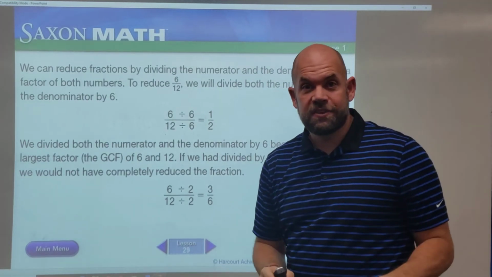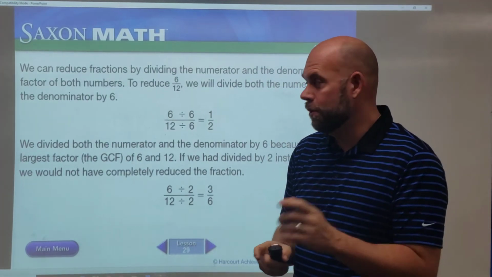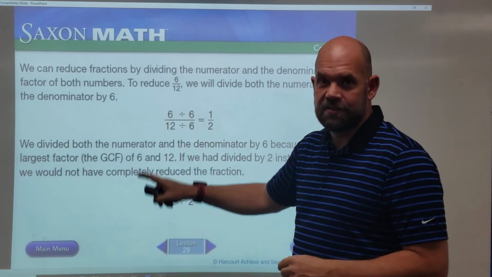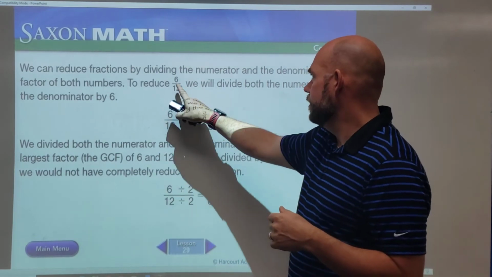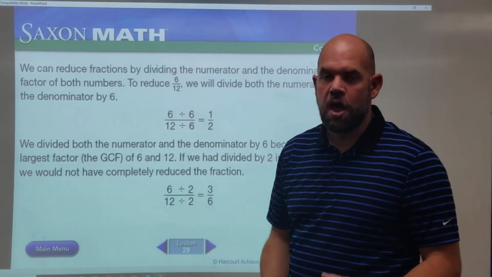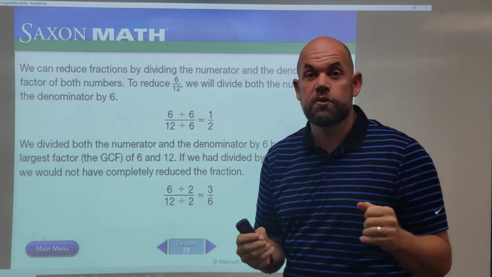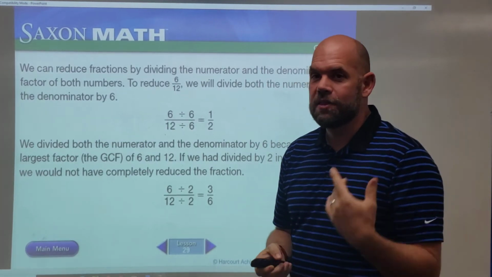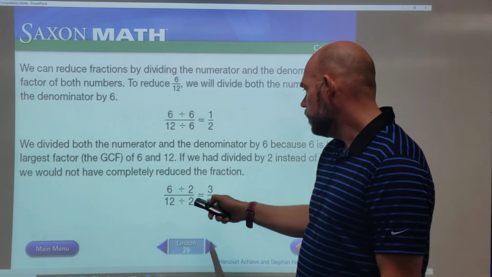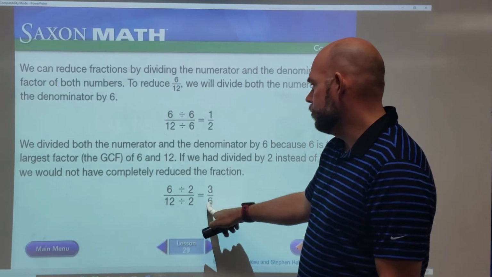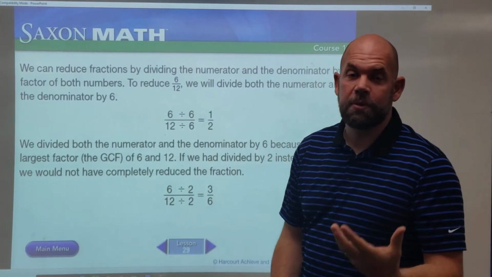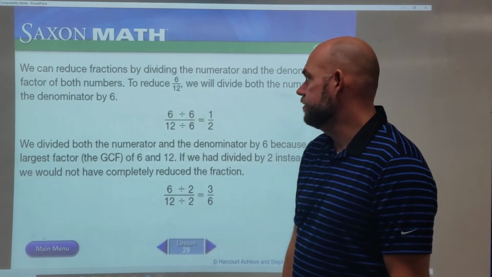The way that you save steps on this is you go to the greatest common factor, which in this case is 6. But you could divide it by 2, you could divide it by 3, any of those factors will help reduce it. But if you want to reduce it all the way, you find the greatest common factor. Okay? So we don't want to get 3/6, we want to get to 1/2, and we'll do that by finding the greatest common factor, which is 6.